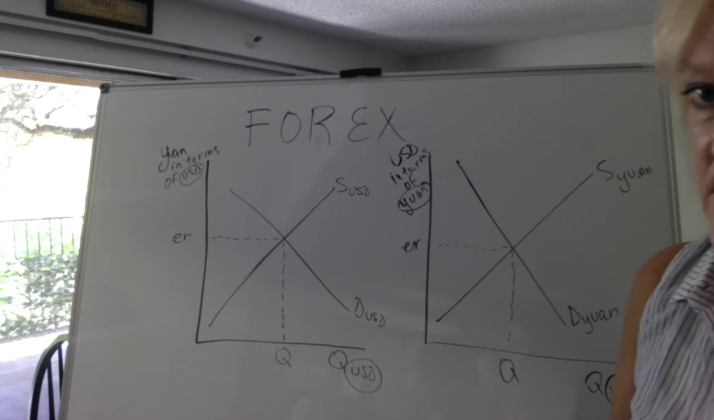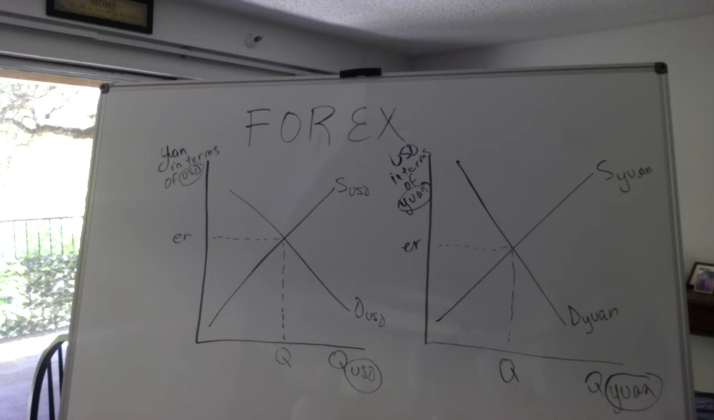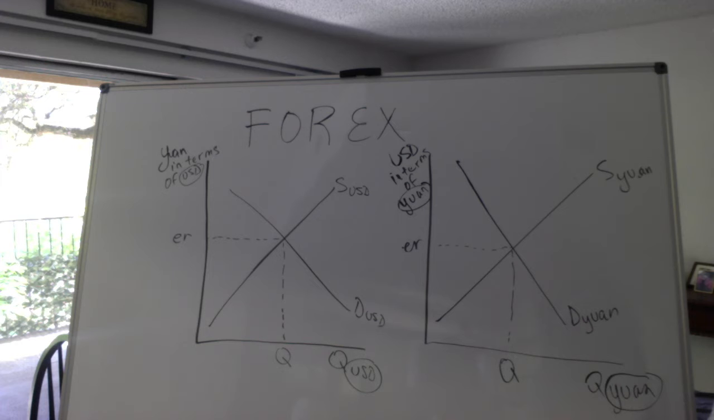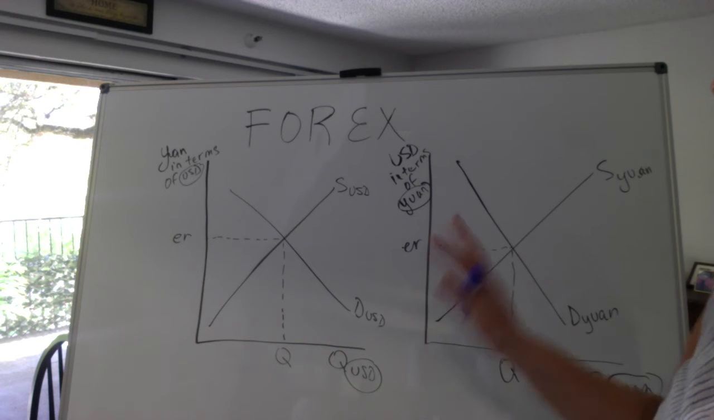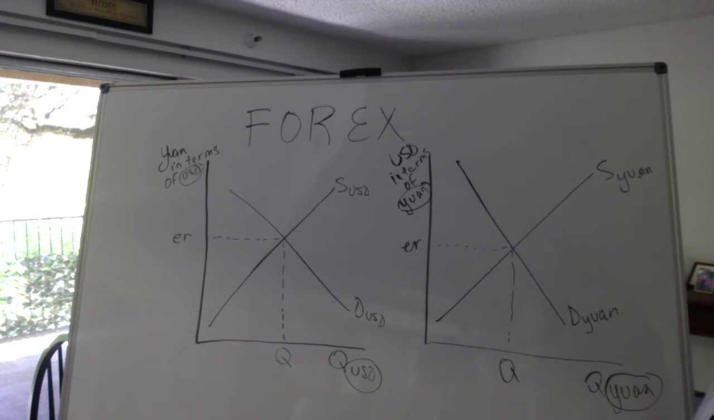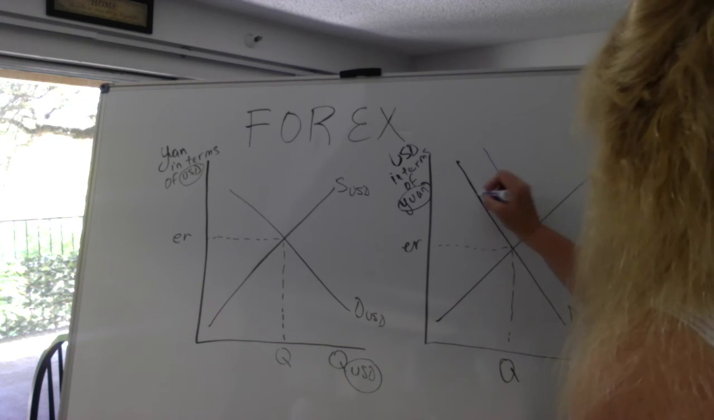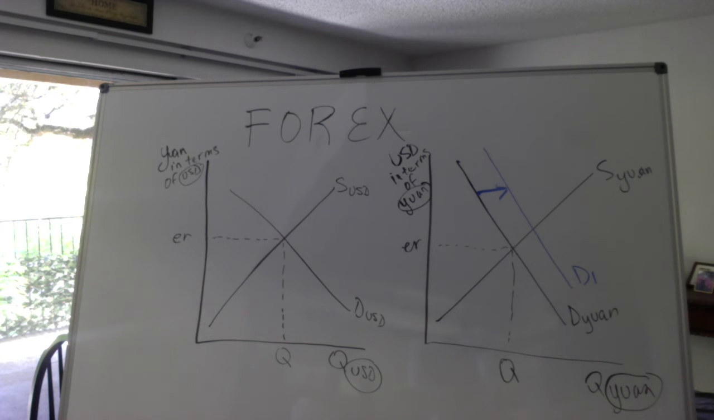So we're going to do a simple change in the diagram. We're going to say that the demand for yuan from Americans is going to increase. Let's just say Americans decide that they want to buy a lot more Chinese goods, and so they need yuan to buy those goods. Americans will sell their USD in the foreign exchange market in order to buy yuan. So if the demand for yuan increases, let's draw that first. We're going to draw D1, increase. There, our yuan increased in demand.